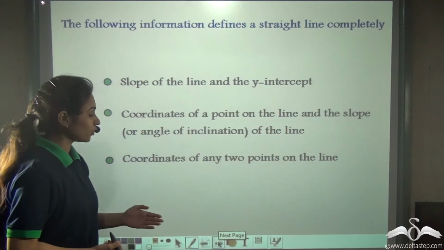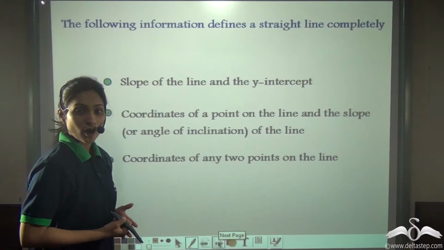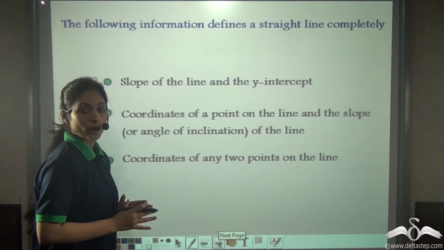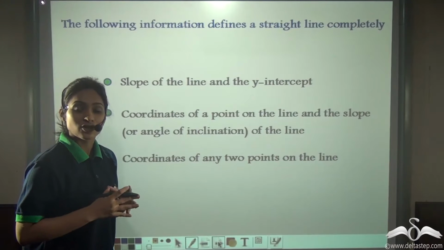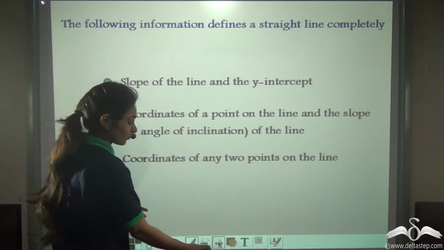So today we are going to learn what is the algebraic equation when coordinates of any 2 points on the line are given. What will be the algebraic equation of that line?